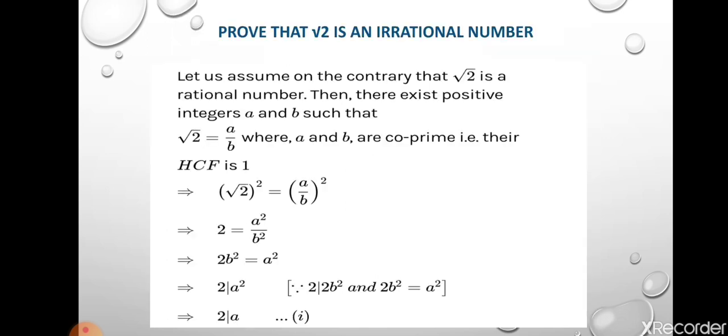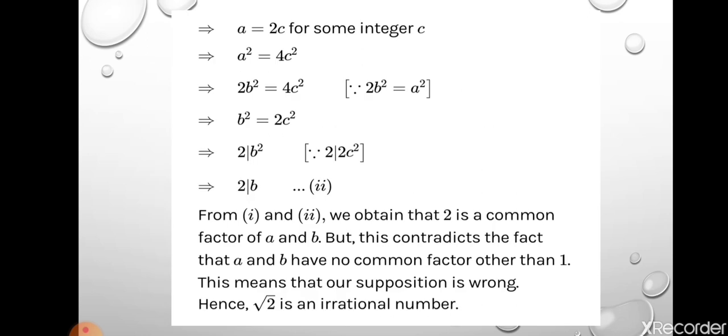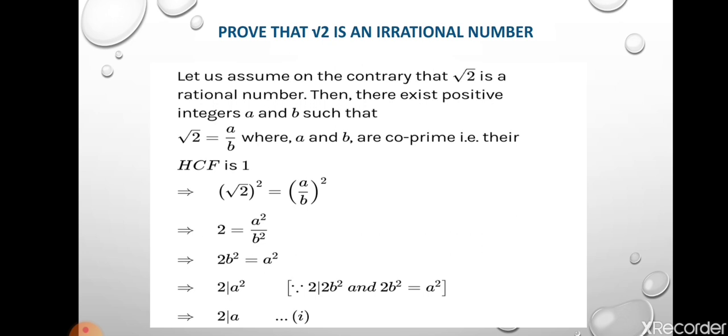So here we see that 2 divides a and 2 divides b also. That means 2 is a common factor of a and b both. But here the condition is that a and b are co-prime. That means their highest common factor is only 1.